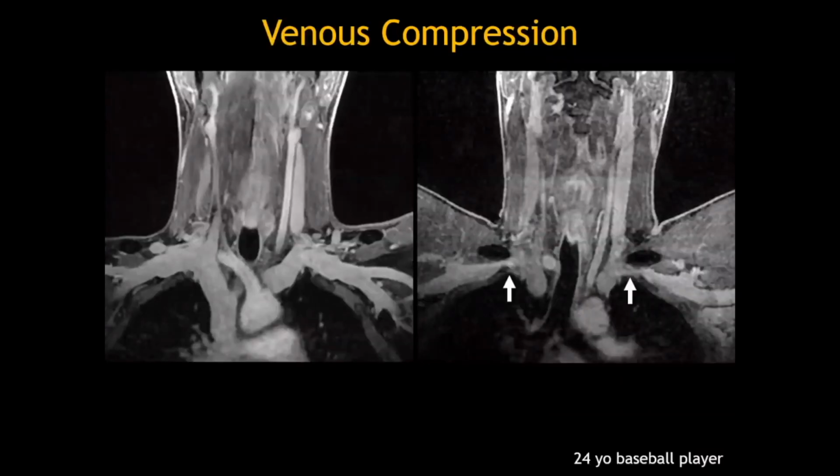Here's an example of a baseball player who had symptoms of neurogenic thoracic outlet syndrome. And you can see, compared to the arms down, to the arms up, that there is narrowing of the subclavian veins bilaterally, although there's not good data or literature out there that indicates to what degree is narrowing pathologic.